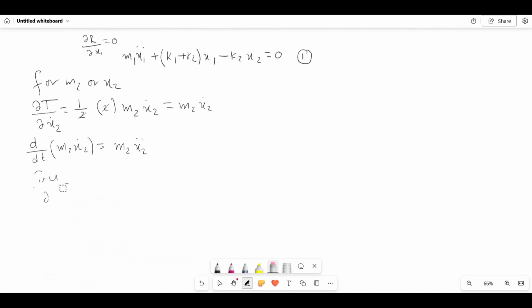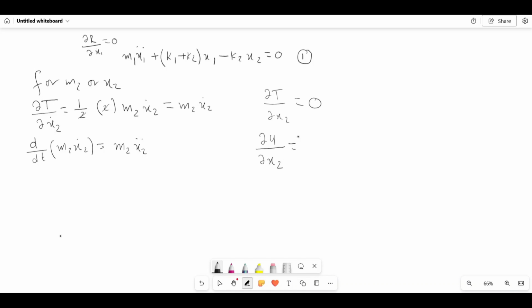So let me just erase here and write what's supposed to be written. Let me use the board wisely. Let me use it full. Let me write here. It is partial T, partial x2, which is 0. So here, we'll have partial U, partial x2.